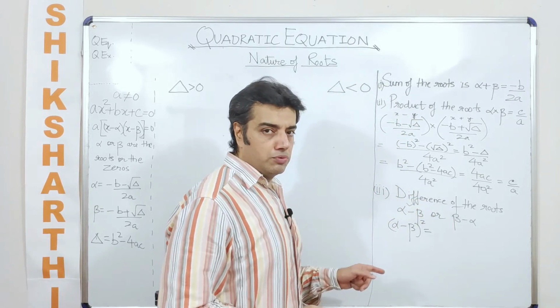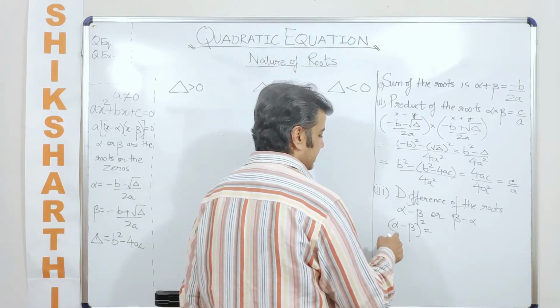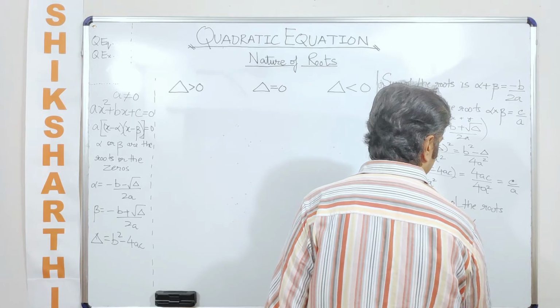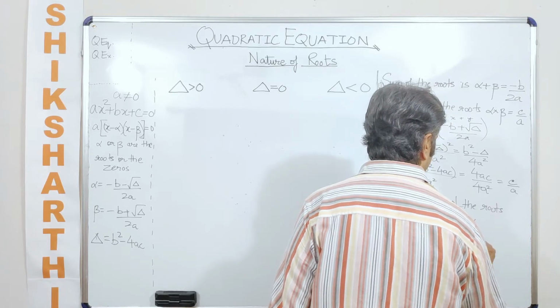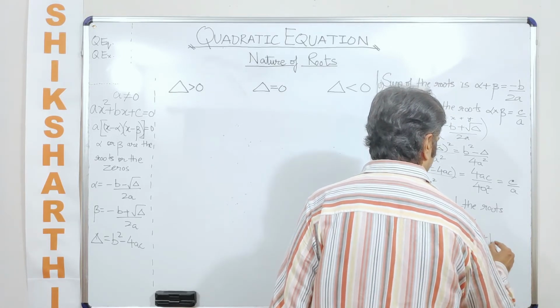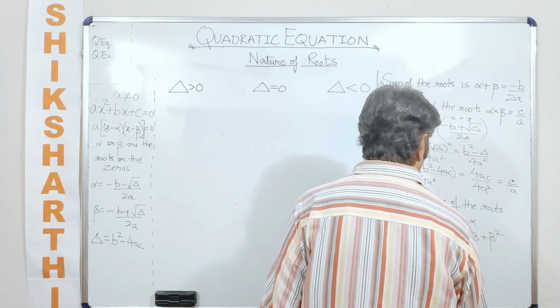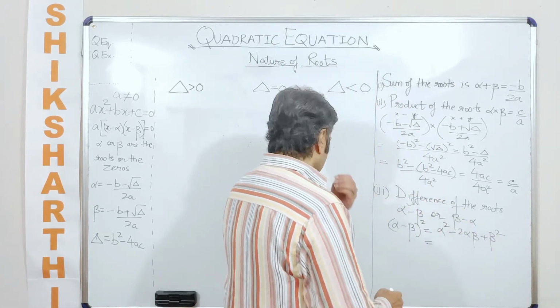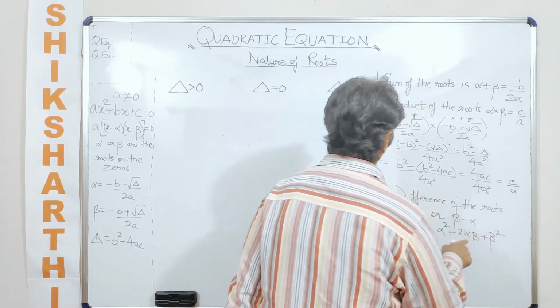And this will help you, right? So this is just like saying alpha square minus 2 alpha beta plus beta square. So can I write it in terms of alpha plus beta whole square? I can. So how much is alpha square plus beta square?